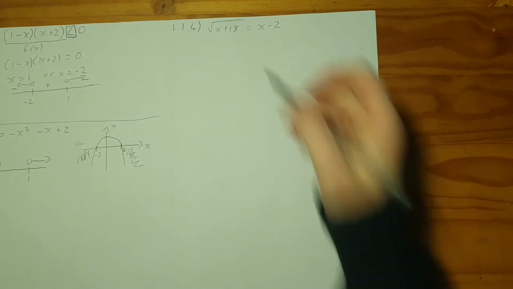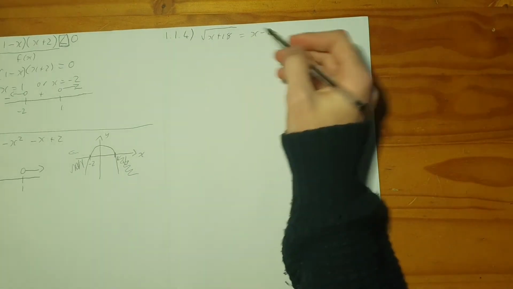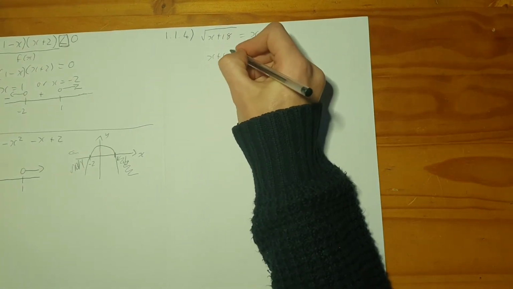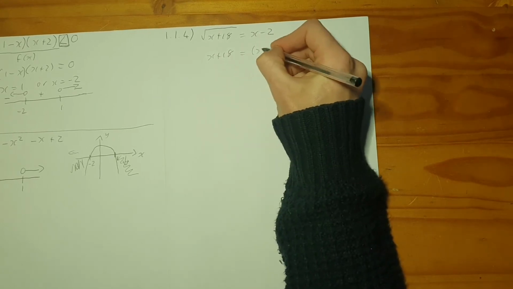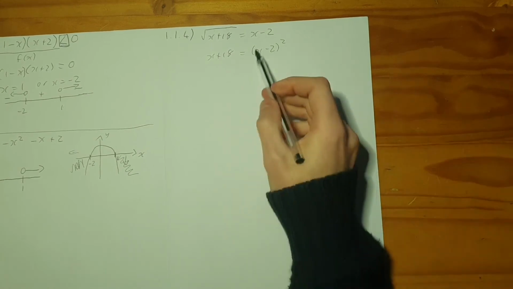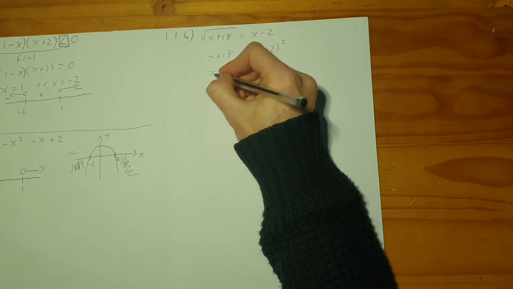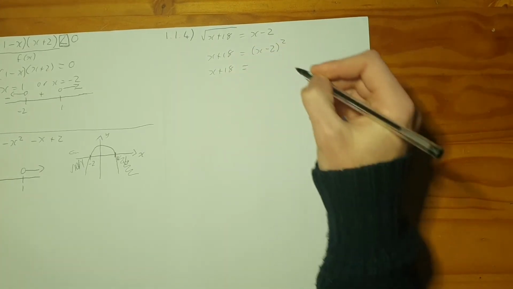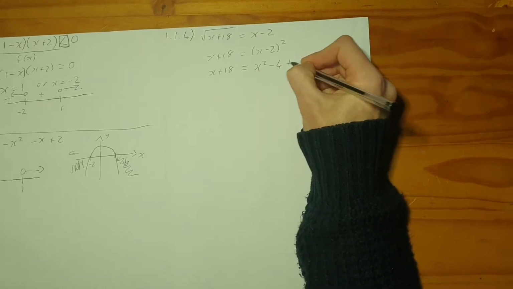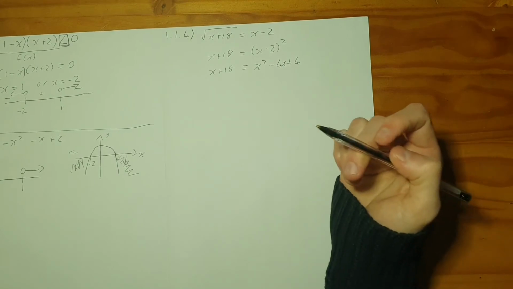dealing with the square root. Okay, so what we have to do is get rid of the square root, so we square both sides. So we'll have x plus 18 equals x minus 2 squared. Okay, now once again, if we FOIL this expression out, we shall get x plus 18 is then going to give you x squared minus 4x plus 4.